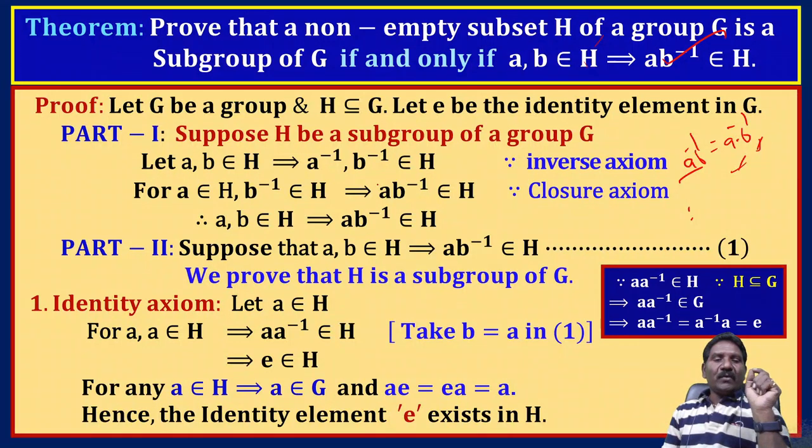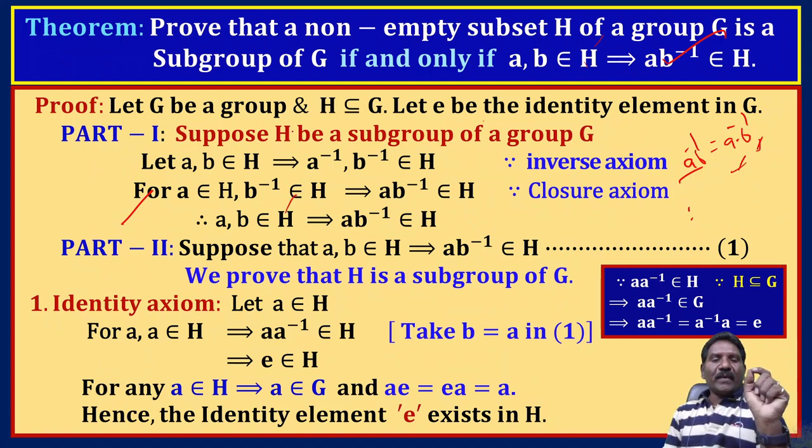Proof. Let G be a group and H is a subset of G and E is the identity element in G. Part 1. Suppose H is a subgroup of G. We prove that A, B belongs to H gives AB inverse belongs to H. This is a necessary condition.